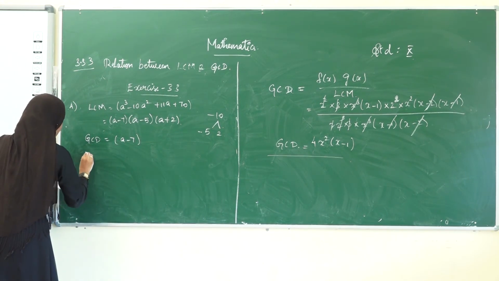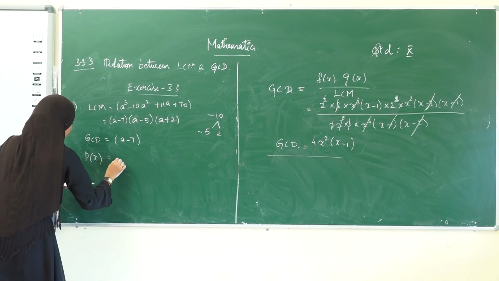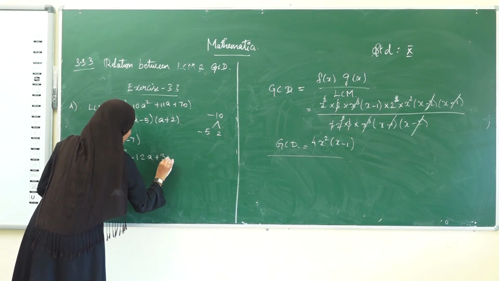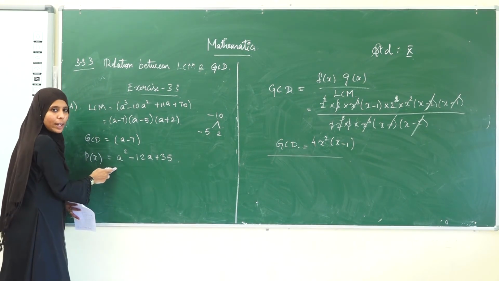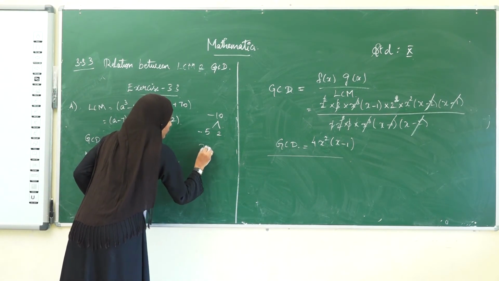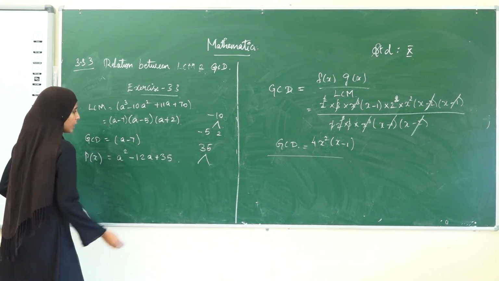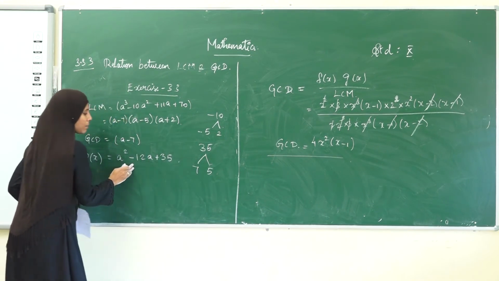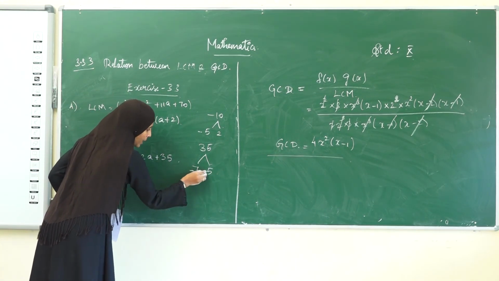Okay, and they have given another polynomial p of x, that is a square minus 12a plus 35. This is a quadratic equation. We are going to solve this. 7 into 5 is 35. Here it is plus 35, but we should get minus 12 while adding this. Therefore, minus into minus.